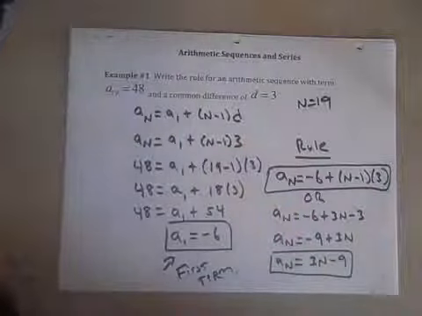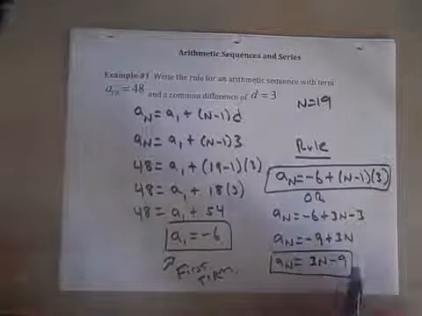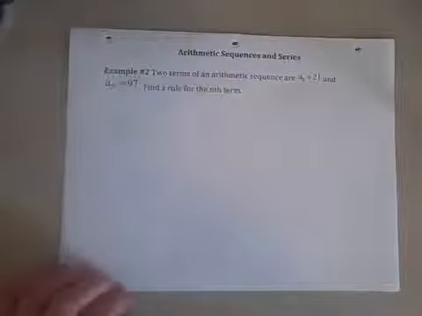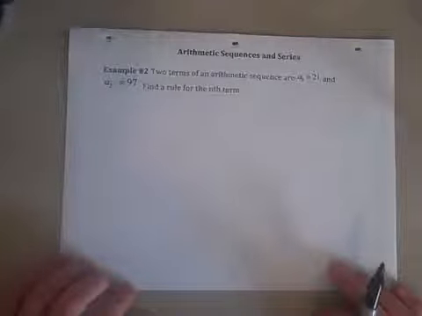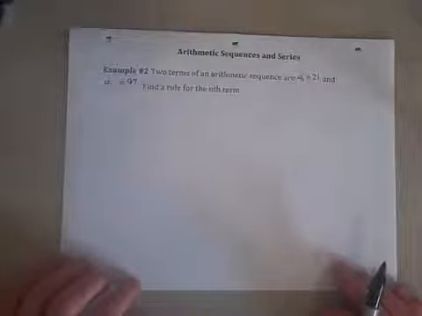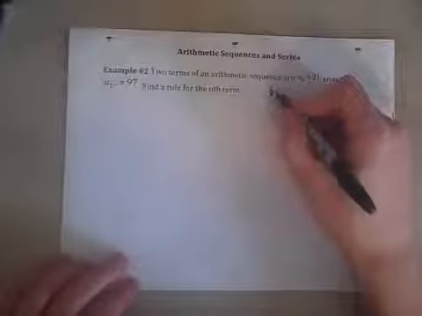Oh, I forgot to start my timer, so I'm going to do that real quick. Okay, let's go to 2. Two terms of an arithmetic sequence are, okay, the 8th term is 21, and the 27th term is 97. Find a rule. Okay, this problem is going to use a system.